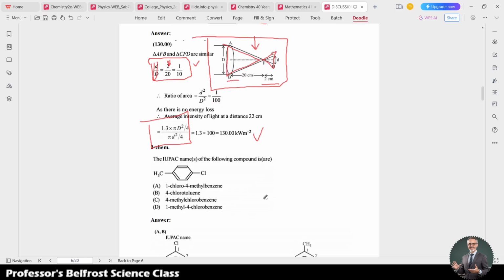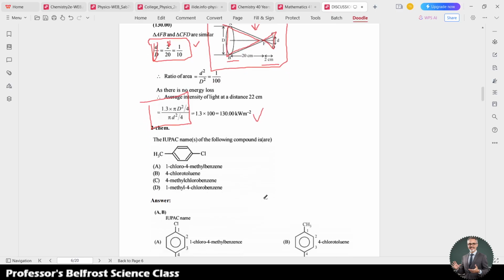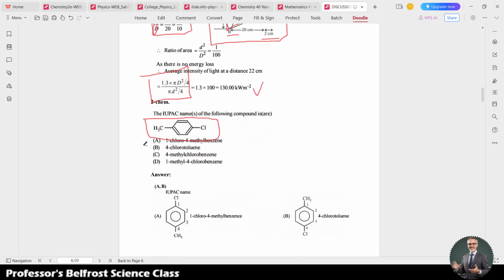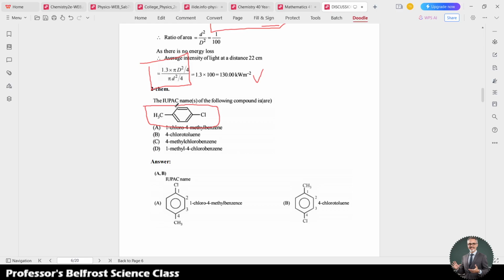Number 3, which is chemistry. The IUPAC names of the following compound is or are. Okay, so here is the sketch. Actually, you can express this in several ways. Okay, so let's see. If we separate this, okay, so you notice that this structure is benzene. If you want to take this as benzene, so we start from this 1, 2, 3, 4. So we can create, this is a 1-chloro, 4-methyl benzene.